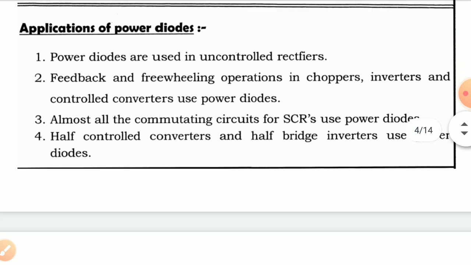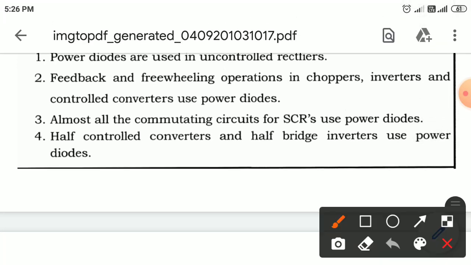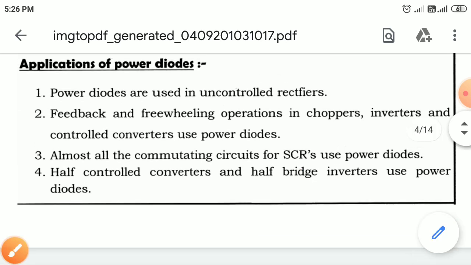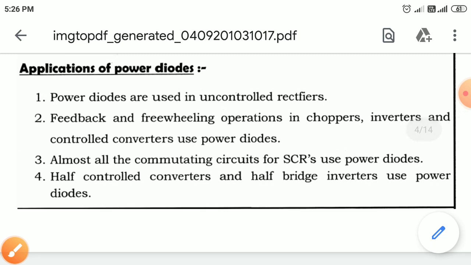Next comes the applications of power diodes.